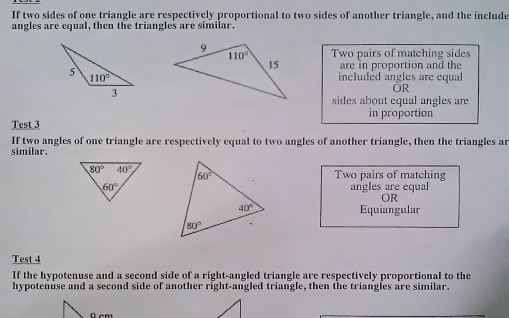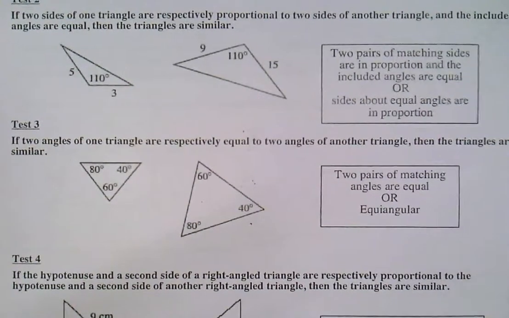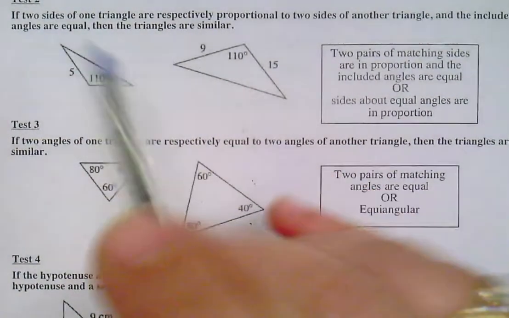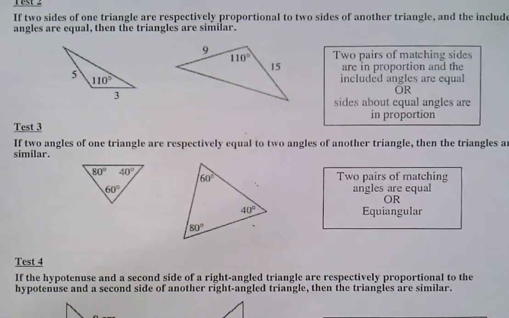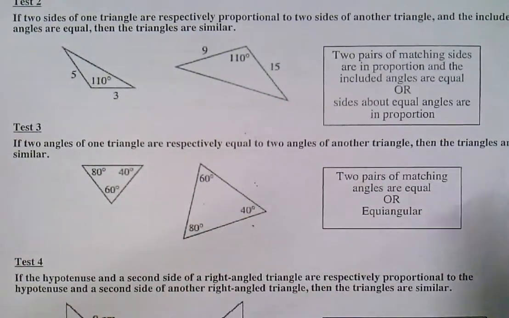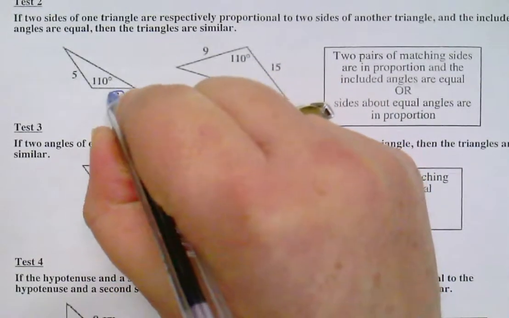Test number 2 is 2 sides and included angle, but we don't write it like that. It's like SAS, but we do not write SAS. The second one is, let's have a look here. Can you see the 110-degree angle? So we've got the 110-degree angles. They're both obtuse. Now, there are 2 sides next to it. Here's the smaller side, 3.